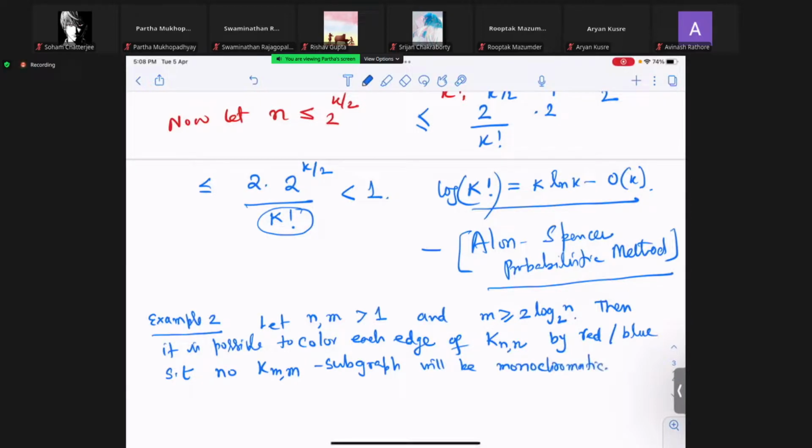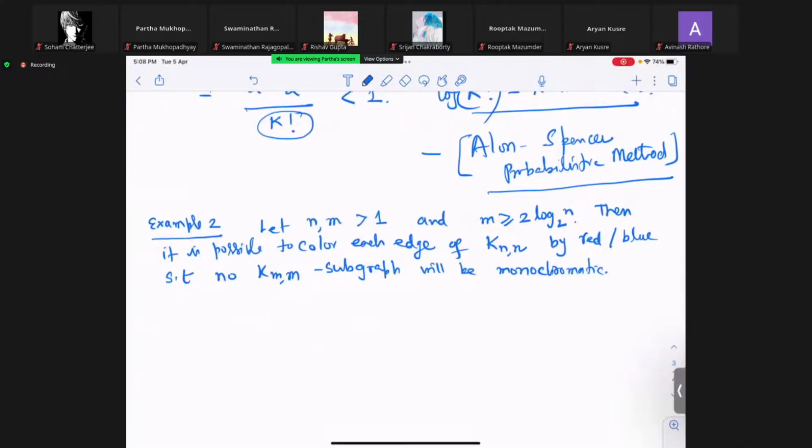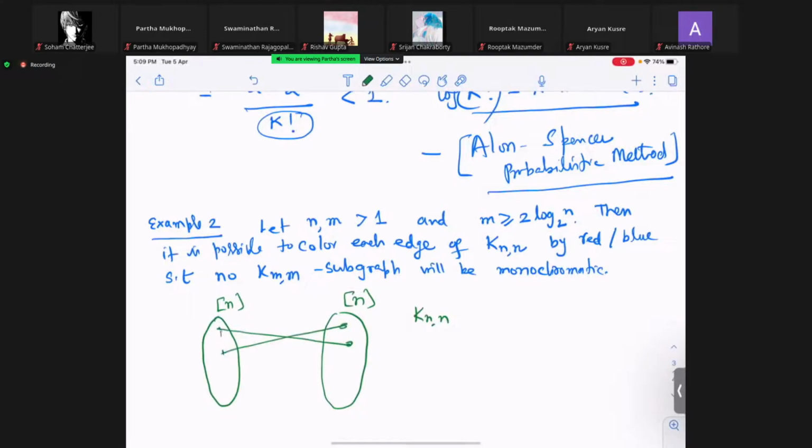So this is another, like many times in probability theory, you will be seeing some problems where the problem does not involve anything about probability. That is the beauty of the probabilistic method. So the problem looks like, see this problem is saying that you have a graph K_{n,n}. This is the graph K_{n,n}, right? All possible edges are there. This graph we have seen many times in the graph theory lectures.